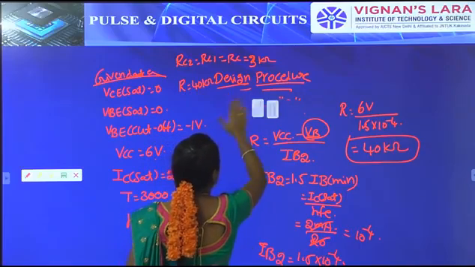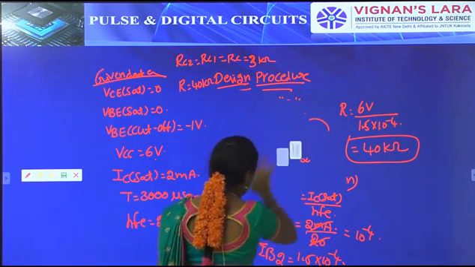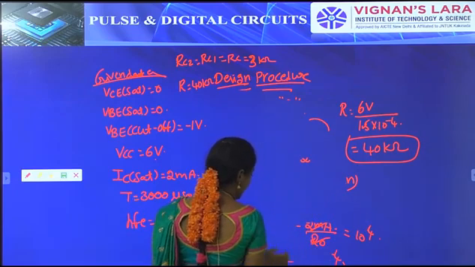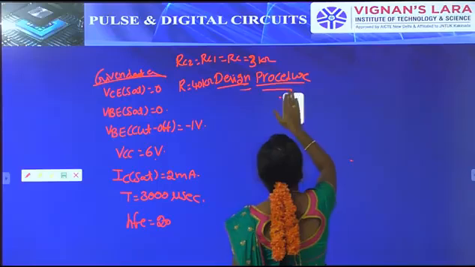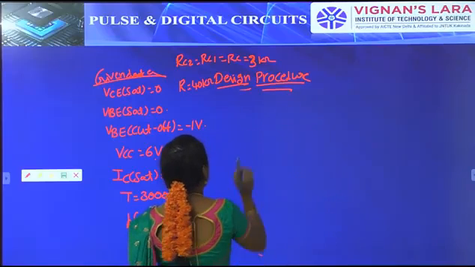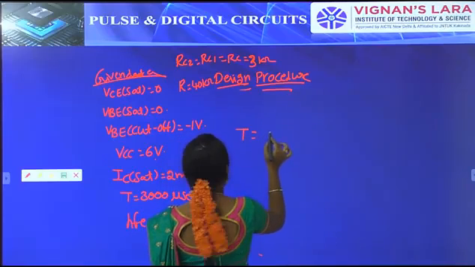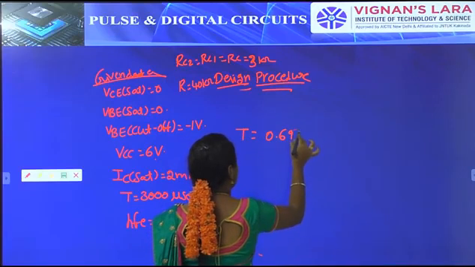After that we have to find the capacitor value. How to find the capacitor value? What is the equation for finding the capacitor? That is, T is equal to the time period, T is equal to 0.693 into RC.